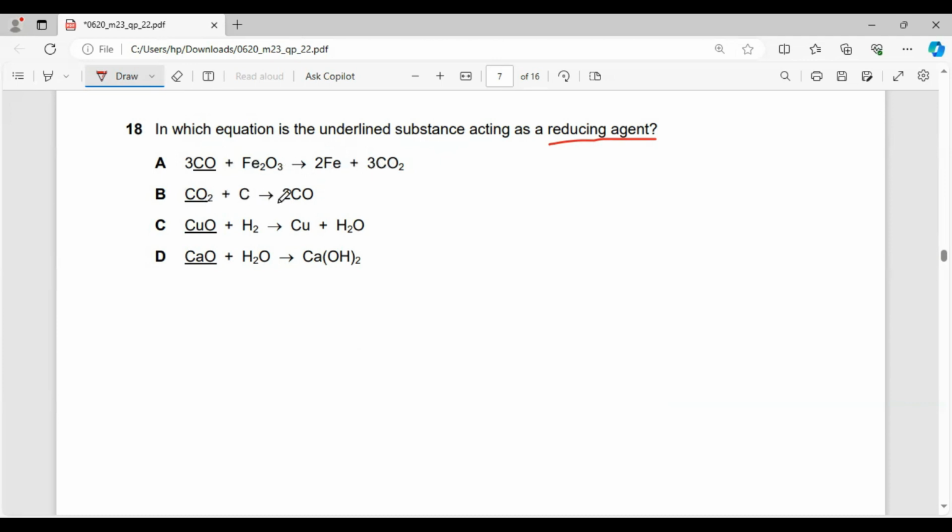CO2 plus C will give 2CO. CuO plus H2 will give Cu plus H2O. In this case, hydrogen has taken oxygen from copper. Hydrogen is acting as the reducing agent, but it is not underlined. CaO plus H2O gives Ca(OH)2. Again, this is not acting as a reducing agent. So the correct answer is A.